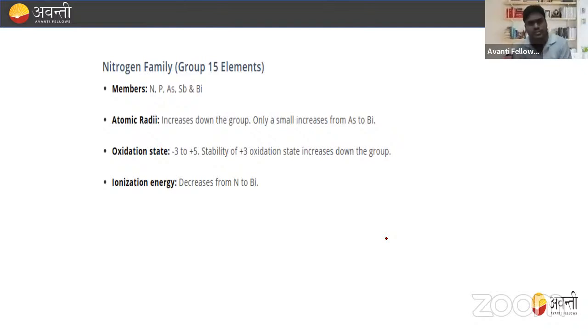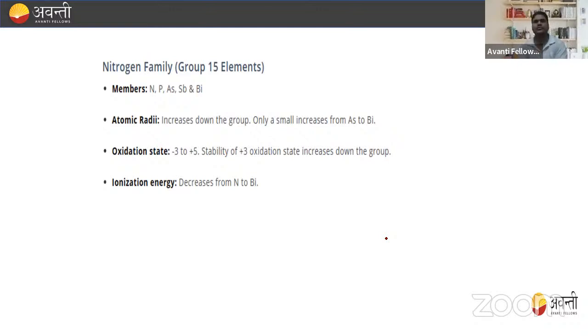Group 15 elements basically consist of nitrogen, phosphorus, arsenic, antimony, and bismuth. These five are the basic elements of group 15. Now, just like any other group, their atomic radii also increase down the group. But from As to Bi, there is a very small increase, and this is because the 4f and 5d electrons come into the picture due to their shielding effect.